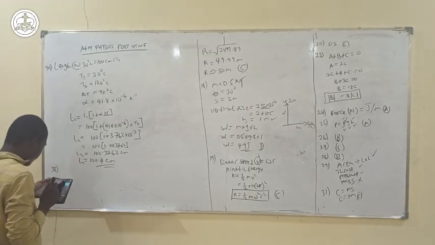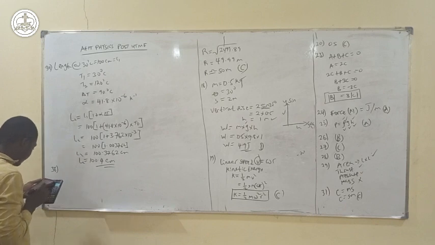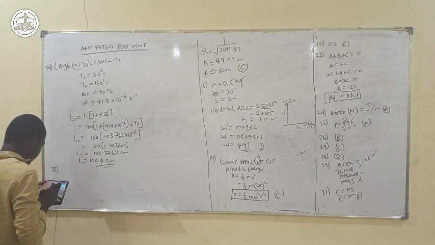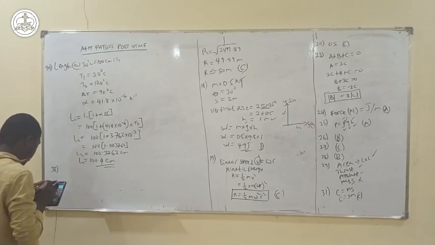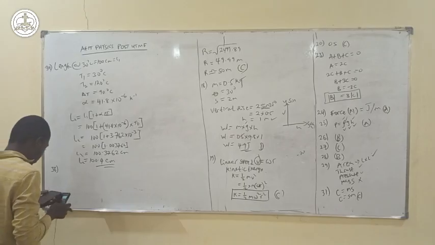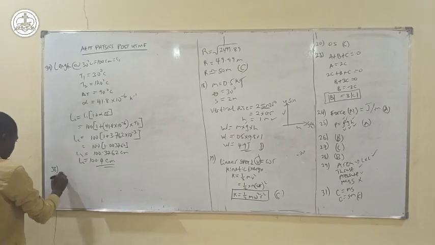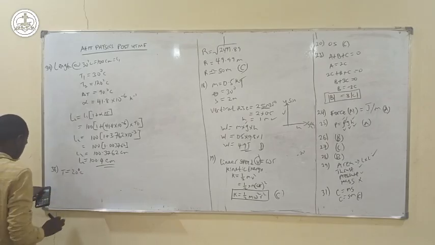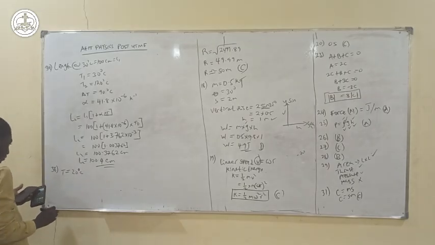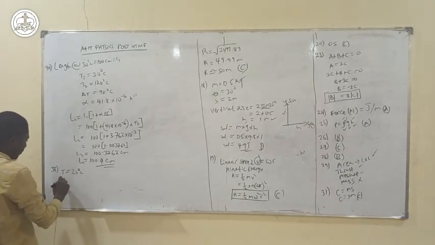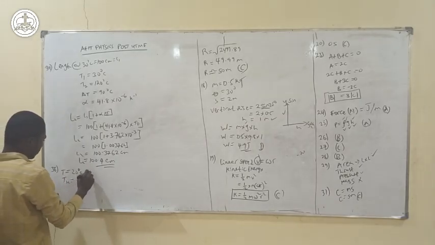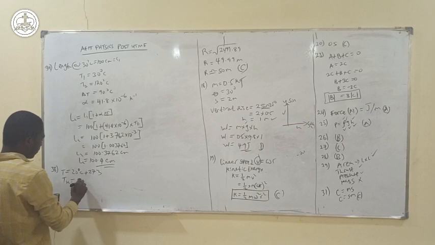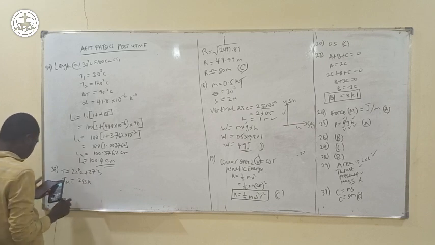So question 35. A sample of a monoatomic ideal gas is originally at 20 degrees. What is the final temperature of the gas if both the pressure and volume are doubled? So initial T is equal to 20 degrees. Converting this to Kelvin, what do you have? T in Kelvin is equal to 293 Kelvin.